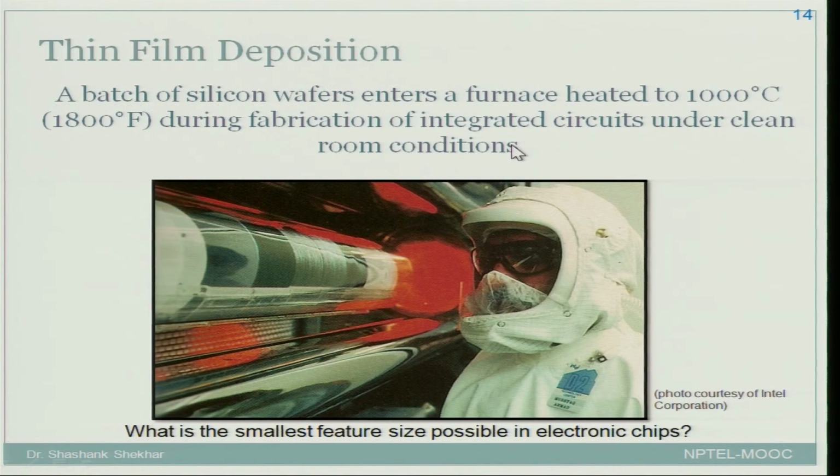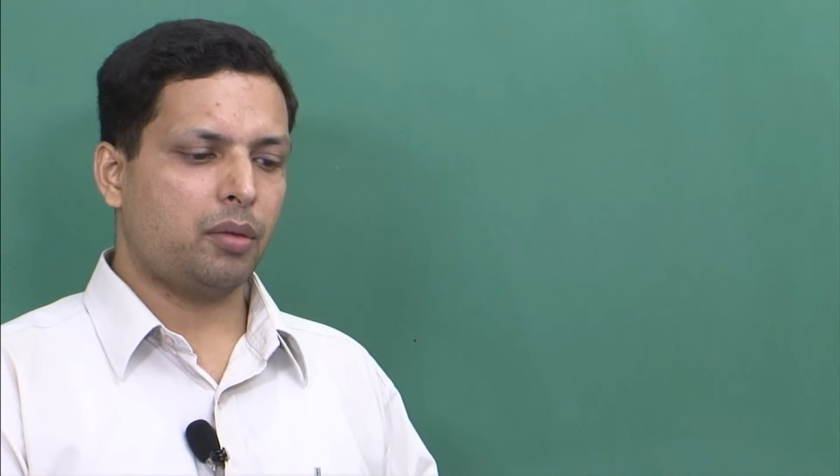Now we are talking about thin film deposition. Do you know what is the smallest feature size that you can obtain in electronic chips? It is actually of the order of 25 nanometers, even less probably by the time that you hear this video. And that is all possible because of understanding of the processes involved so that you can fine tune it, you can optimize it and get the desired properties.